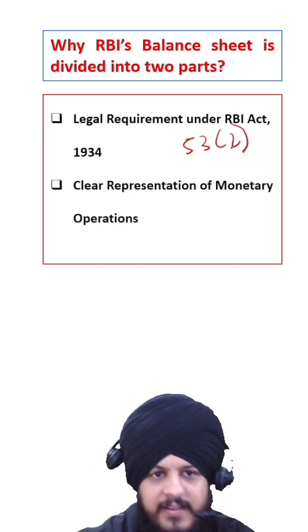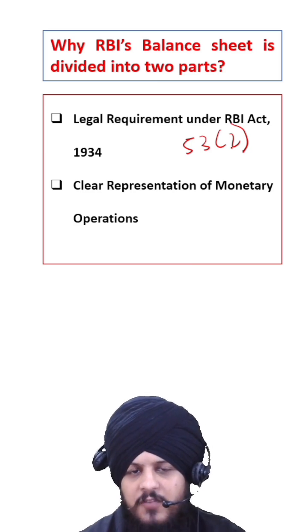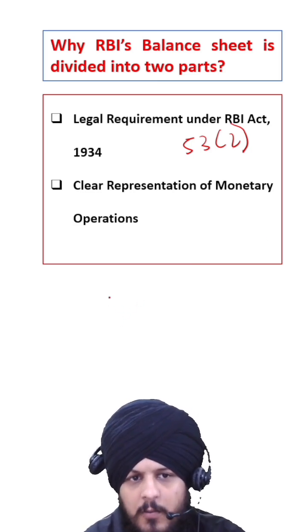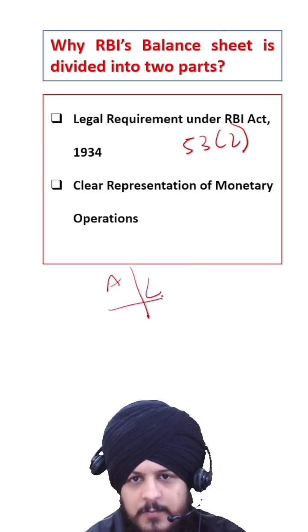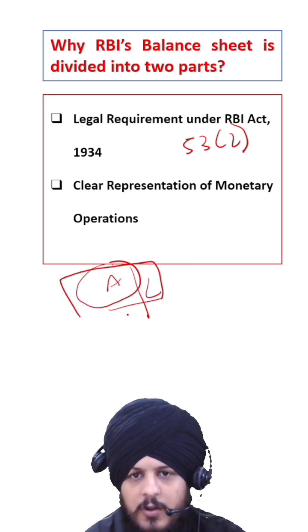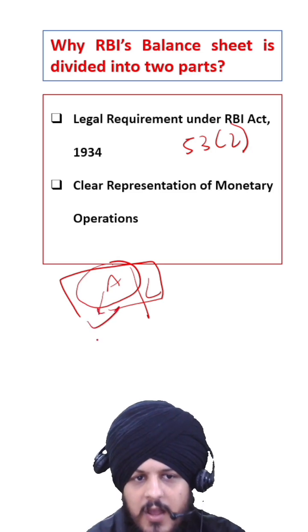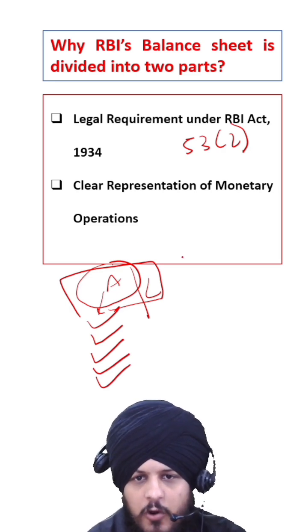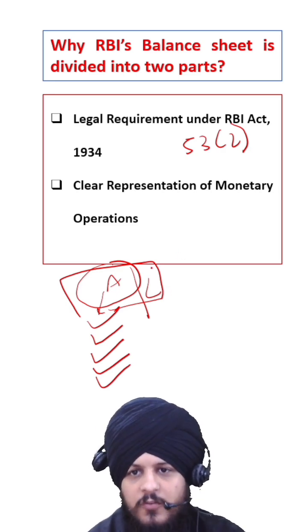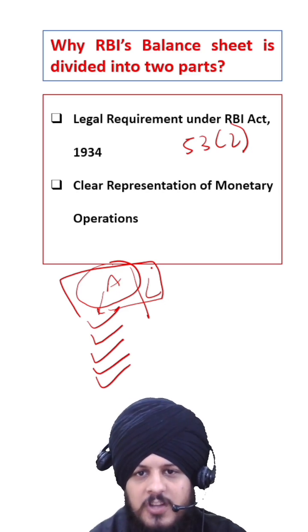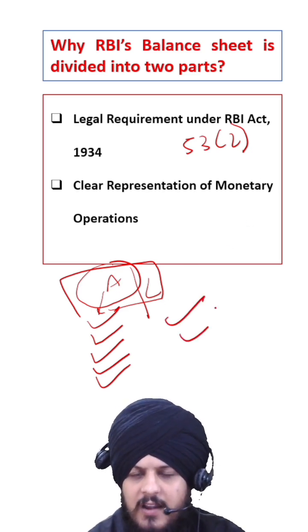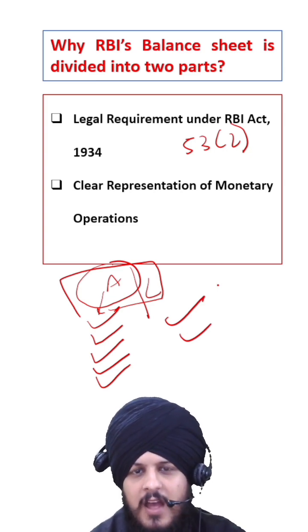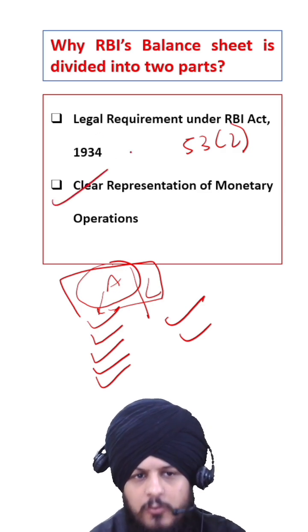The second point is basically clear representation of monetary operations, and this is very easy to understand. If we talk about assets, what does it include? For example, gold, foreign exchange reserves, government securities, loans and advances, and other types of investments. If we talk about liabilities, they are the obligations of the RBI, for example, reserves maintained by the commercial banks, government deposits, and other such liabilities. These divisions clearly depict RBI's monetary and financial operations. Fine, so this is about the second point.